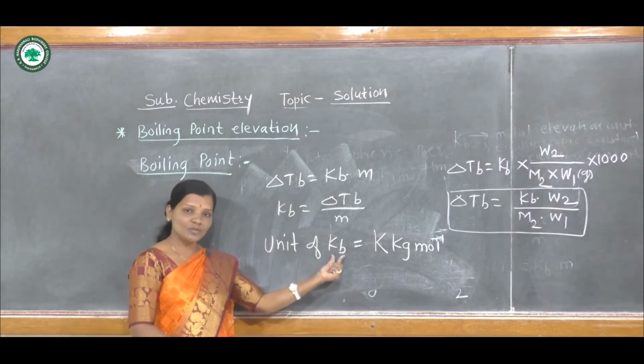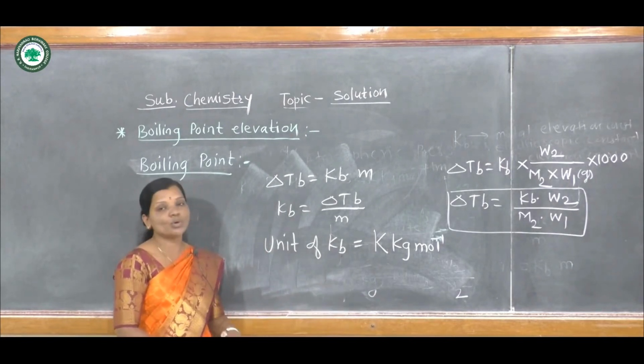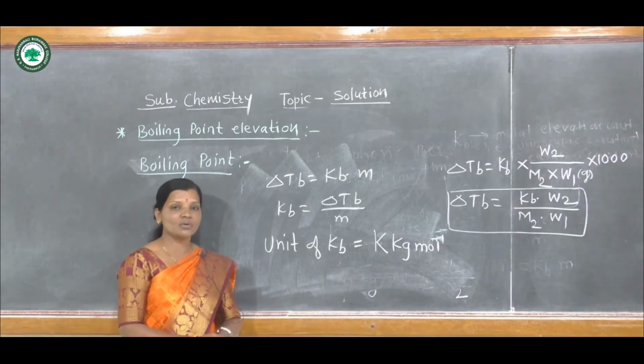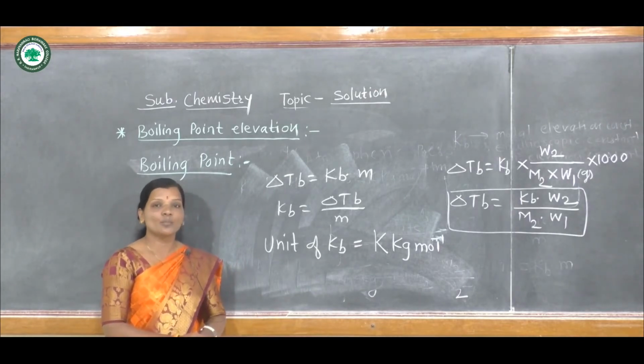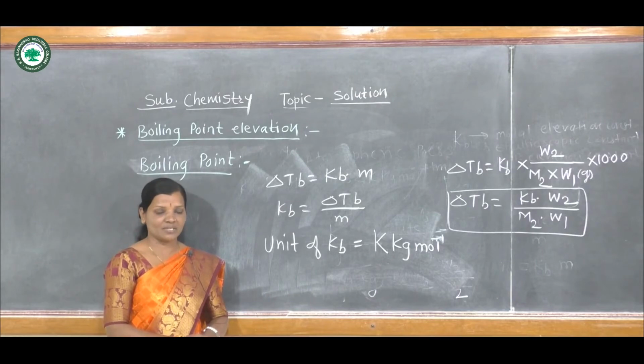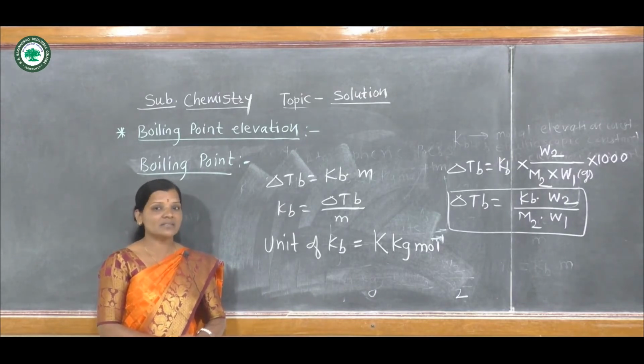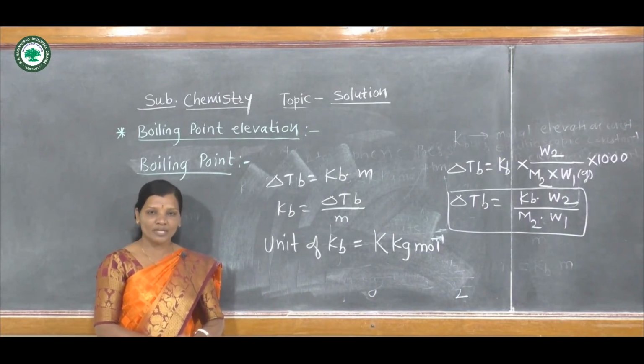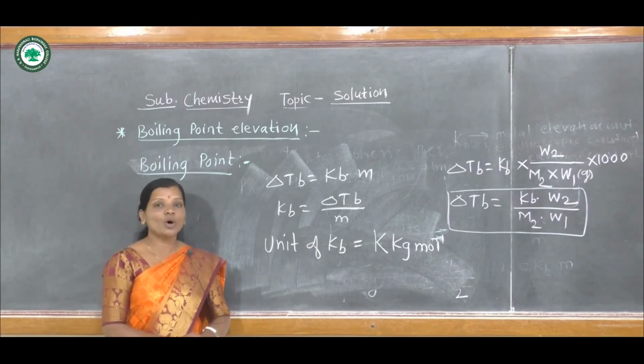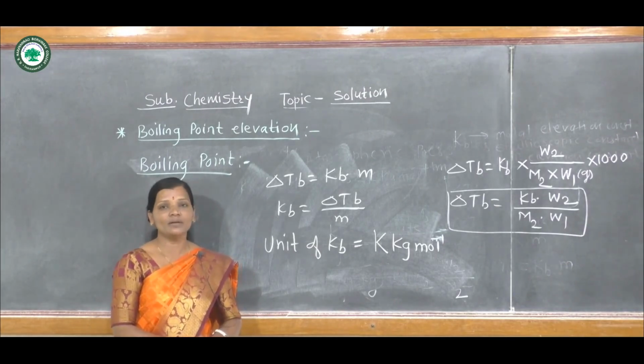Kb means the ebullioscopic constant, also called the boiling point elevation constant, also called the molar elevation constant. And so today we have seen the concept of boiling point elevation, how the boiling point of the solution increases due to the addition of a non-volatile solute in a pure solvent.